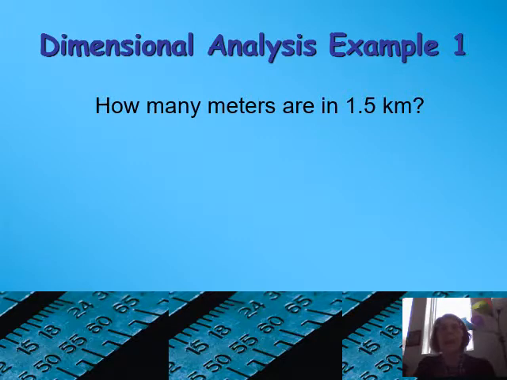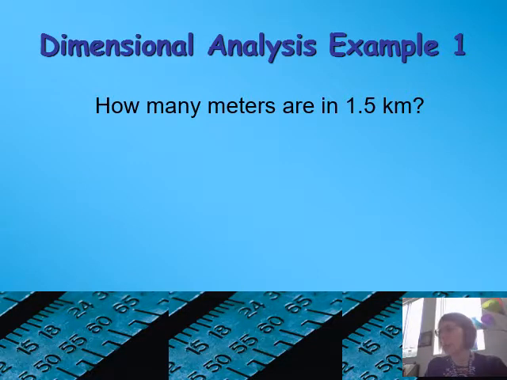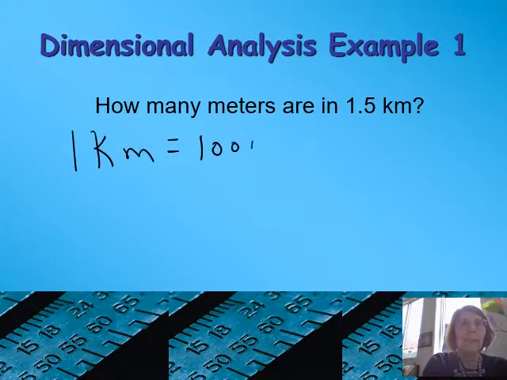All right, so how many meters are 1.5 kilometers? We're going to look at page 24. I know a lot of you are used to doing it in biology, but it's important you learn this. So we know that 1 kilometer is equal to 1,000 meters.